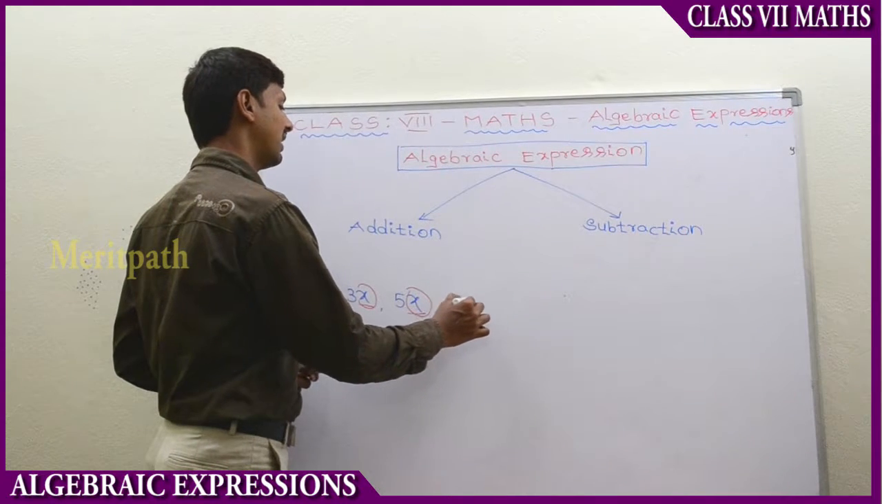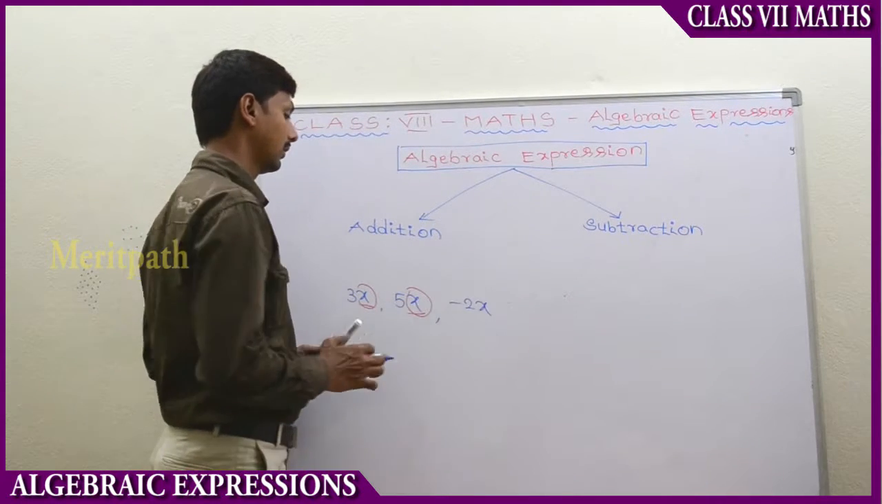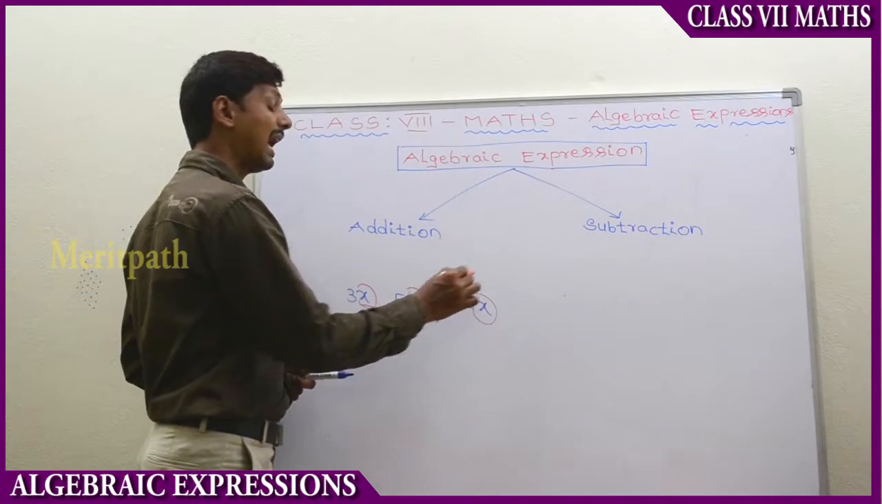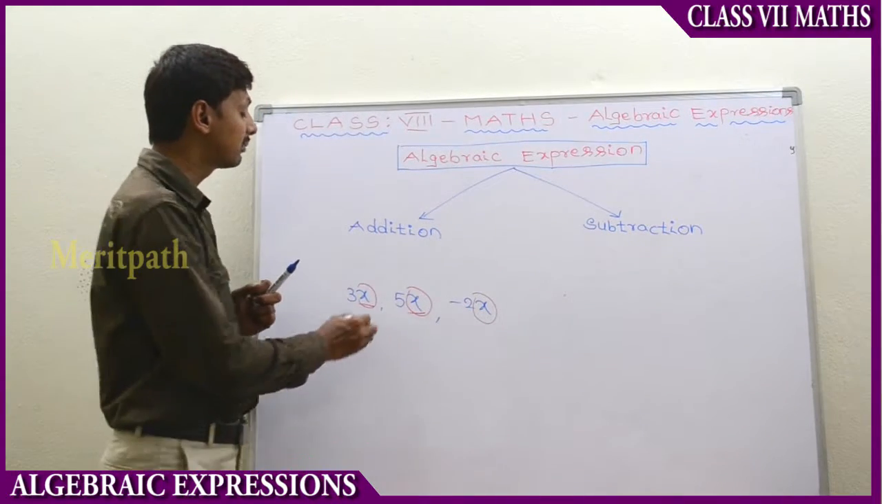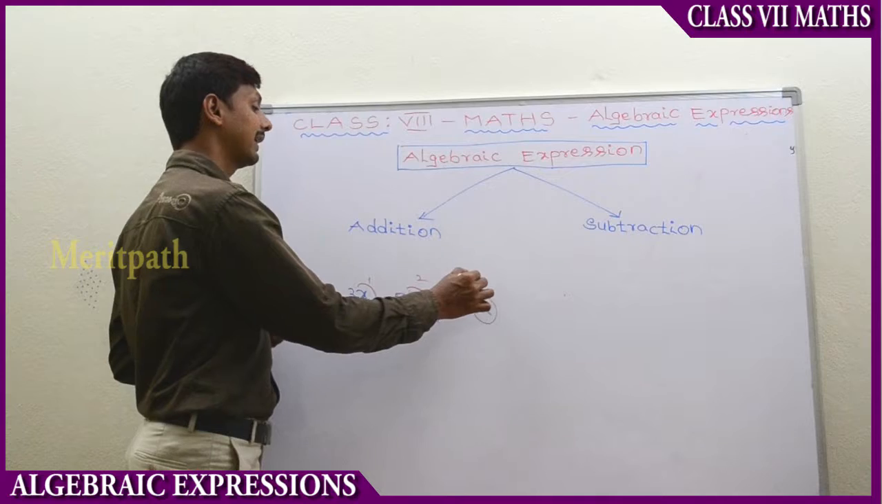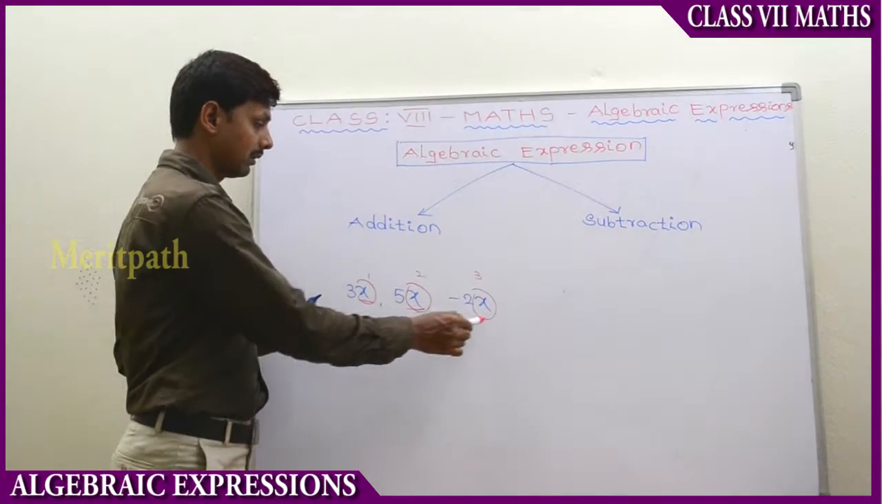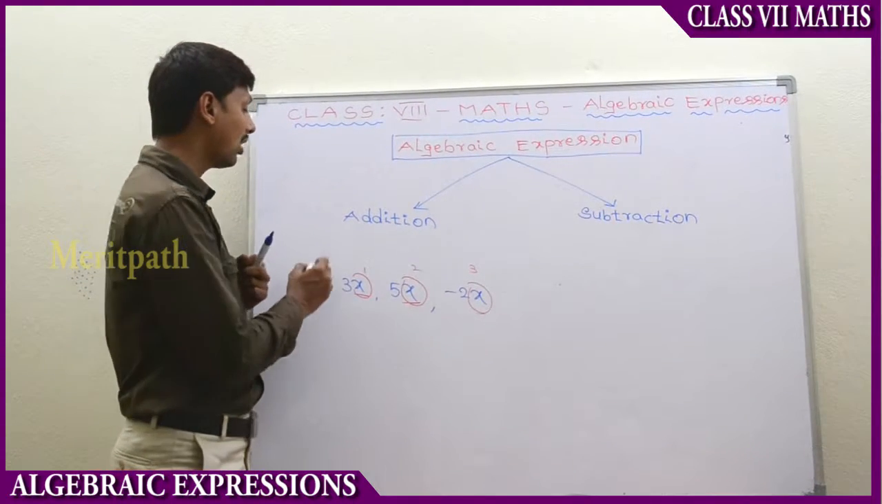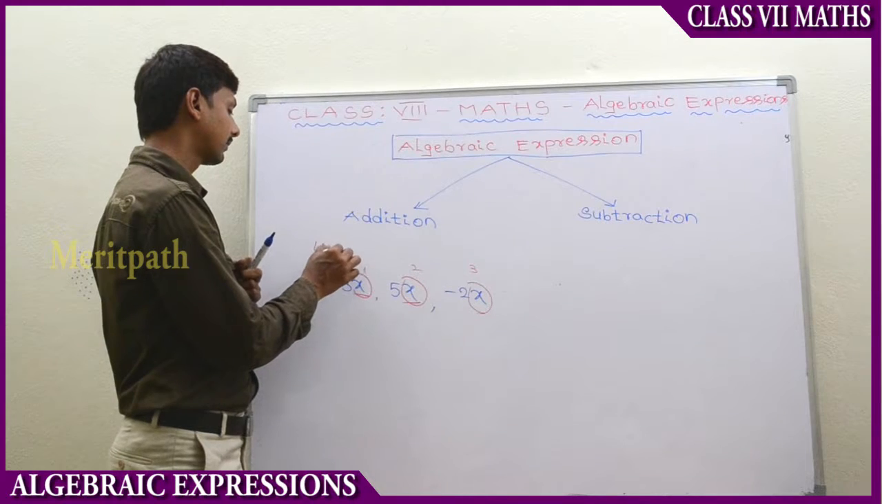For example, minus 2x. So these all three terms have the same variable. x is present in the first term, second term and third term. So these are called like terms.